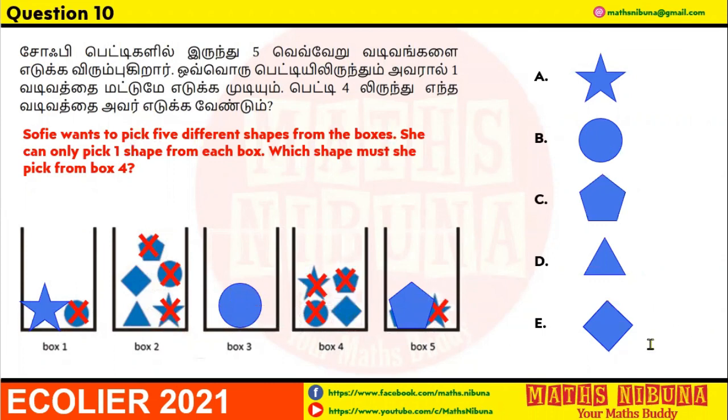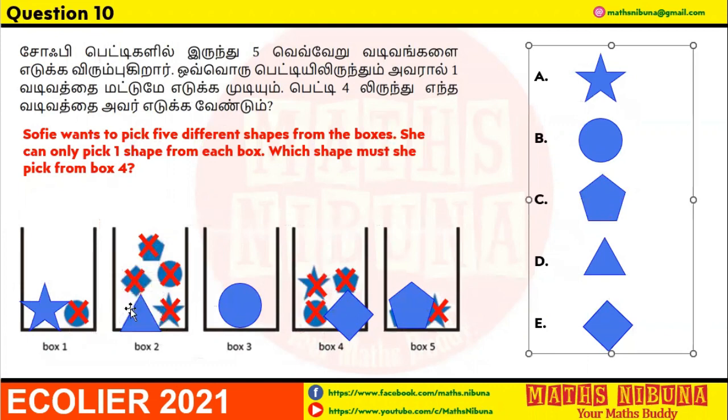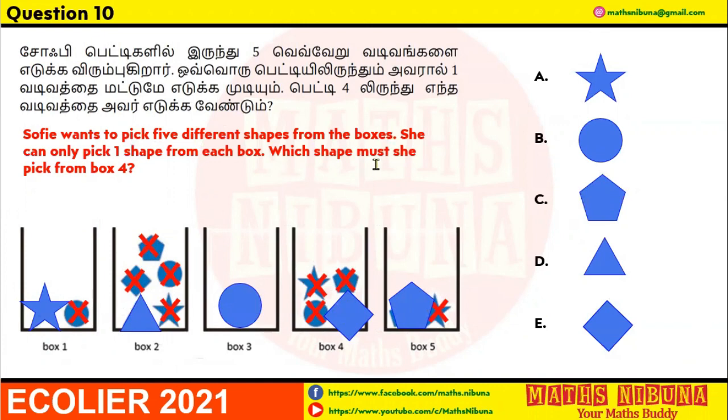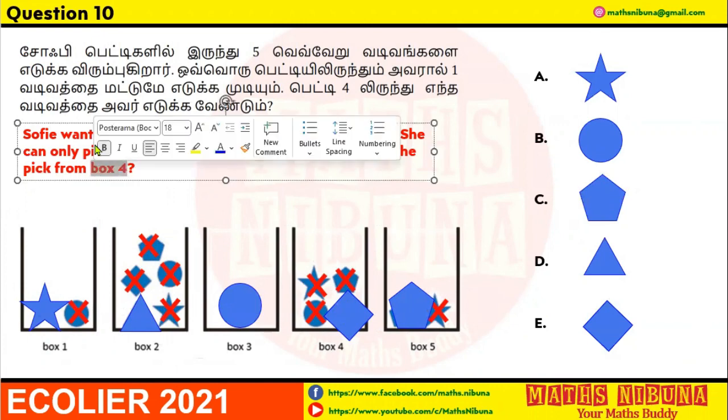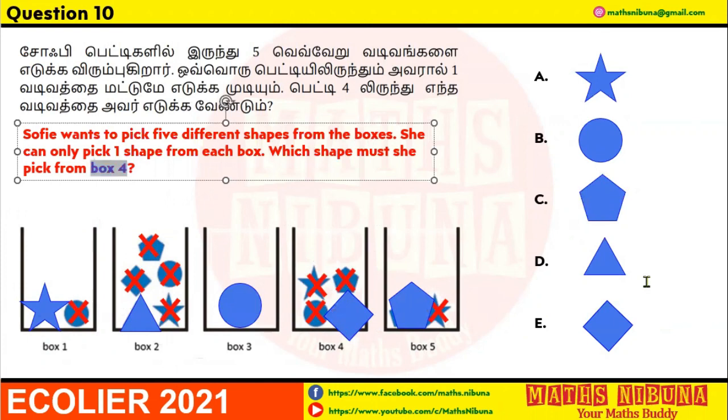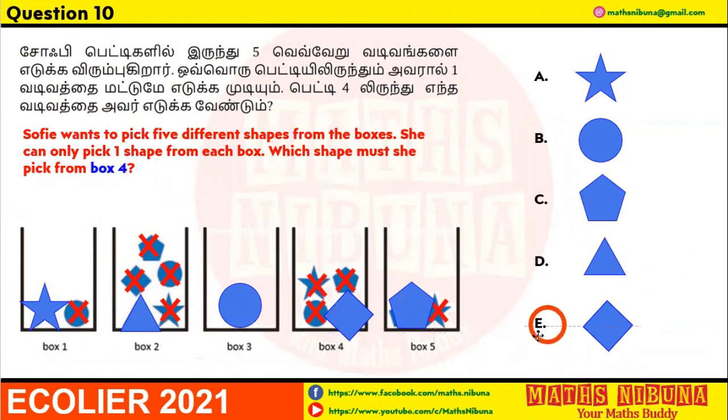Now, which box got only one shape? Box 4. Only got square. That means in box 4, we have to take out the square. Okay, so when this one is already done, you cross the square in box 2, and in box 2 we take out our triangle. So this is the shape we have to take out from each box. Then only we can complete the process. So the question asks, which shape must she pick from box 4? So box 4, what we pick up? A square. So answer is E. Okay, that's all for question number 10.